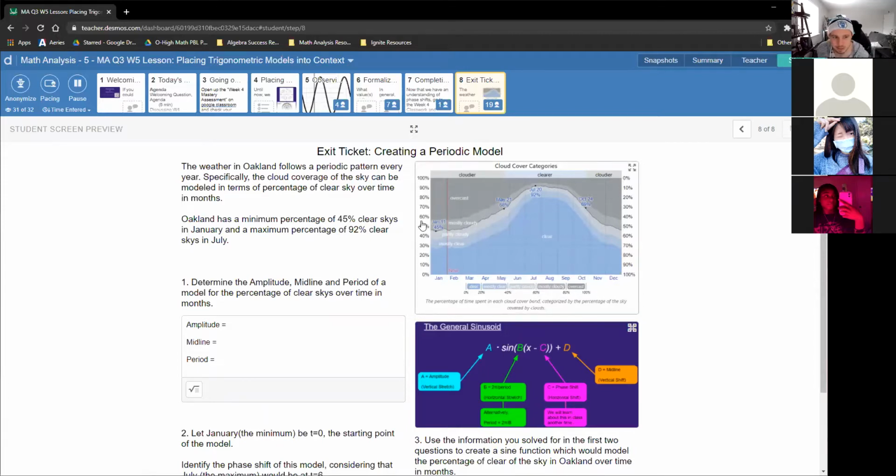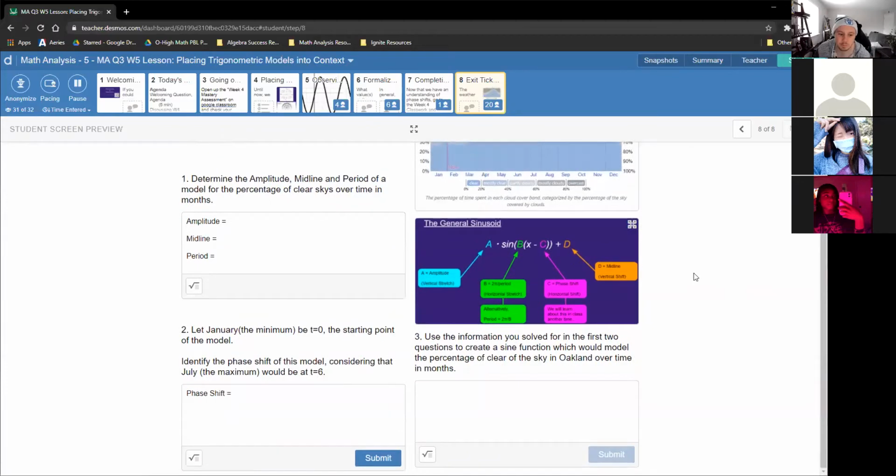And so what you can see is it goes from minimum to maximum, and then it goes back down to the minimum as it repeats year after year. It's a periodic function, actually, right? It's a periodic model. And so what we can do is use these values to derive a trig function, a sine function, which models essentially the clarity of the skies in Oakland over time. And then you can use that model to make different predictions, which is kind of cool.